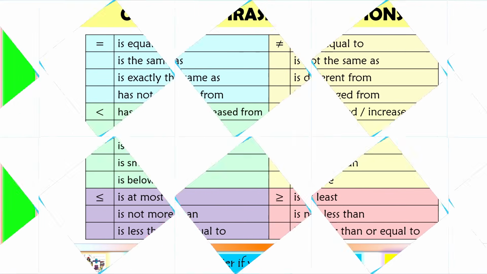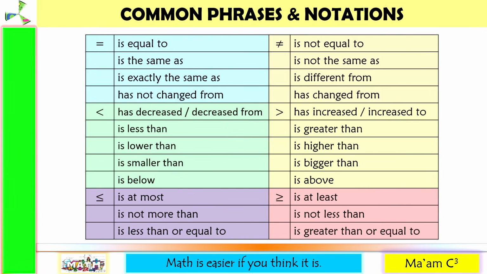To guide us in the symbols to be used, here are the common phrases with their corresponding notations. We use the equal sign if we encounter phrases such as is equal to, is the same as, is exactly the same as, or has not changed from. And we use this for null hypothesis. For not equal to, we use this symbol if we encounter phrases such as is not equal to, is not the same as, is different from, or has changed from. And we use this symbol for alternative hypothesis.